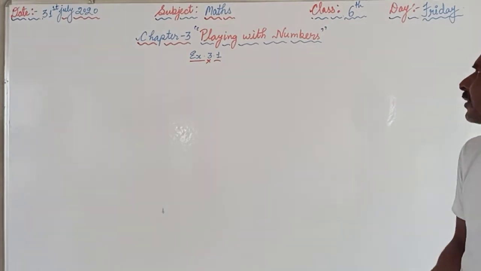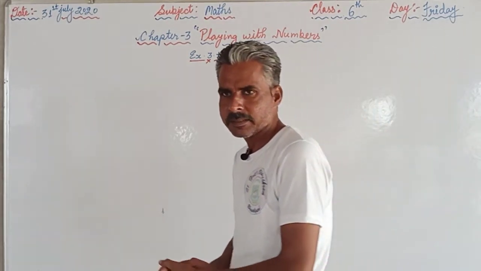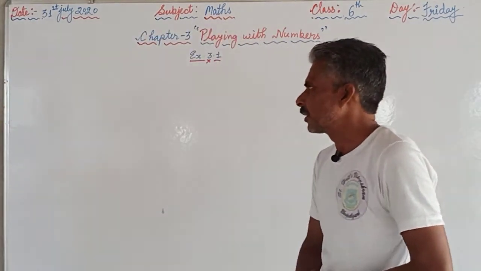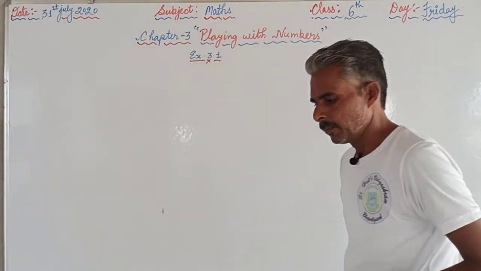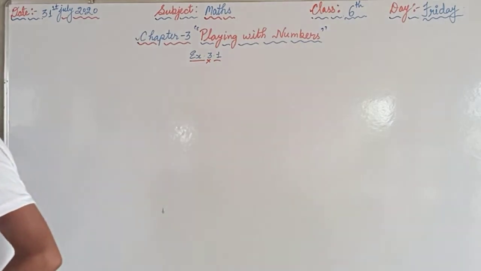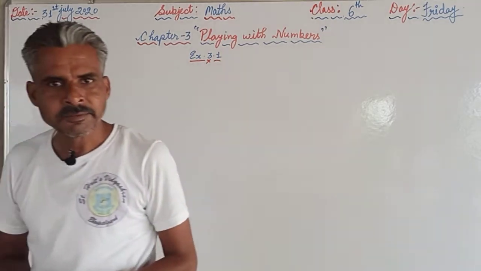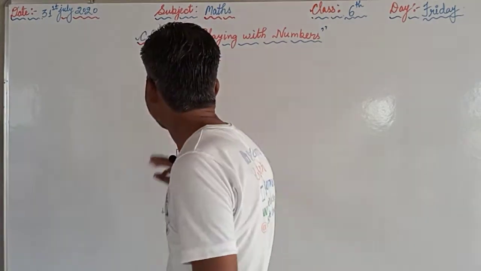This video is for class 6 and the subject is maths, and we are continuing the same chapter, chapter number 3, and the name of the chapter is playing with numbers. In this chapter we have discussed what factors are and how to find the factors. One more time we will recall that, and we will continue the exercise 3.1.